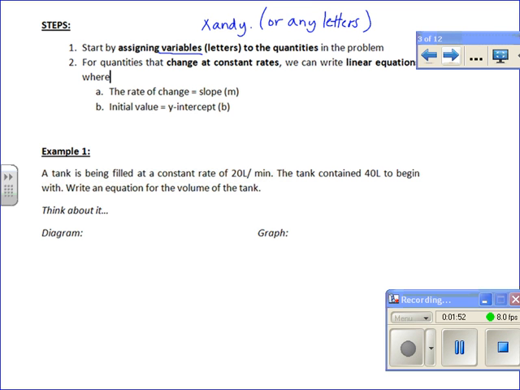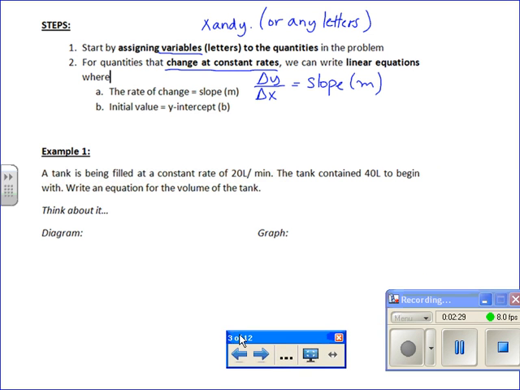The quantities that change at a constant rate are going to be straight lines when we graph them against each other. So remember that rate of change is equal to your slope. The rate of change of something, so the change in one quantity, let's say y, over the change in x, is your slope, m. Any problem where you have a constant rate of change is a linear equation, and we can write a linear equation for it. Remember, a linear equation is written as y equals mx plus b.